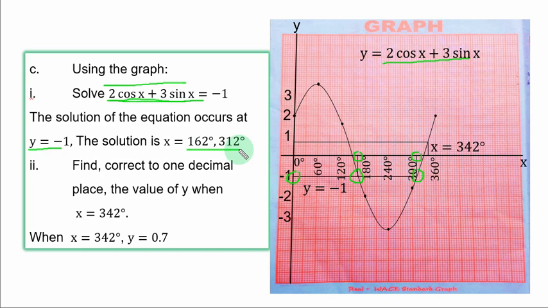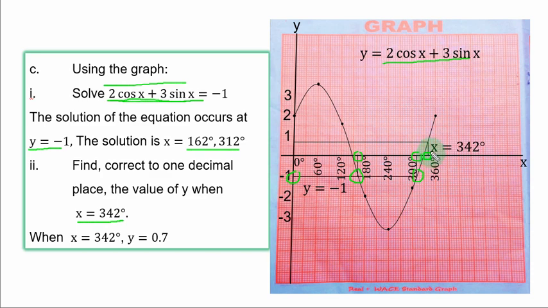Roman figure 2, find correct to one decimal place the value of y when s is 342 degrees. So after 300, you locate 342 degrees by counting it one line after the other. From 300 you have 306, 312, 318 and so on. So 342 is somewhere here.